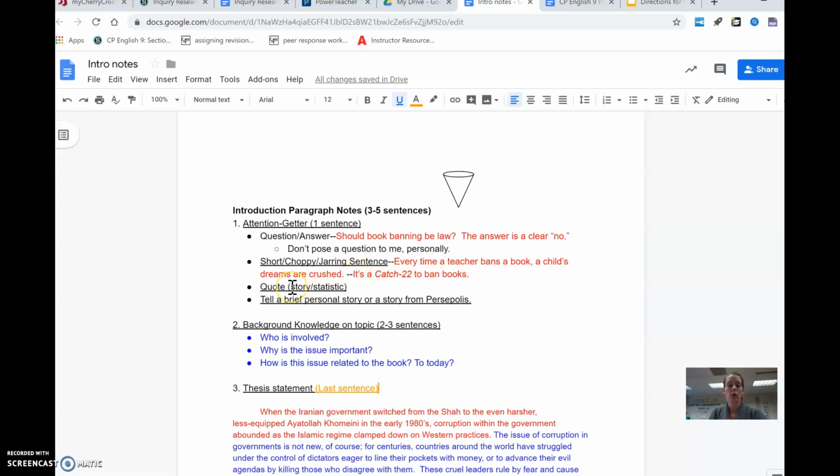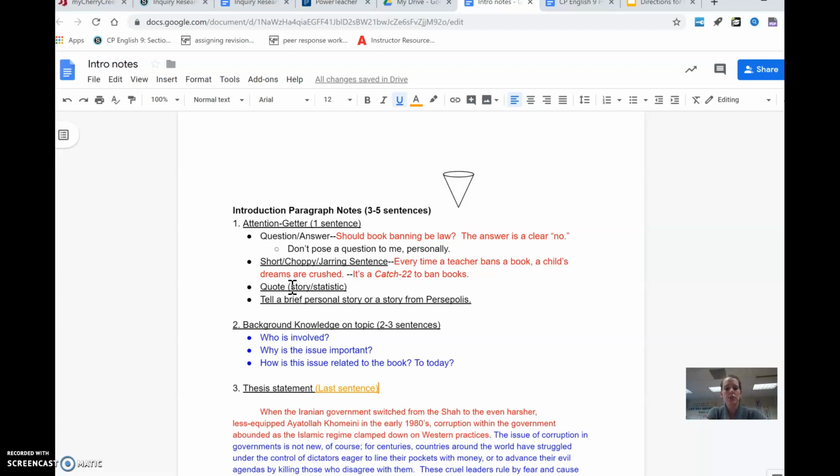You could provide a quote, possibly from one of your articles or even from Persepolis. You could provide a statistic or tell a personal story, anything that might connect to your topic. I think the easiest thing to do would be to tell a brief personal story or a story from the book Persepolis, and that's actually how I started my model essay for you. So choose one of those. It should be a sentence, no more than 2.